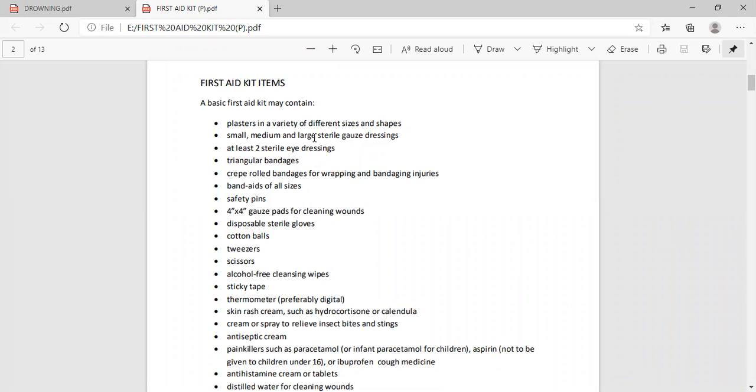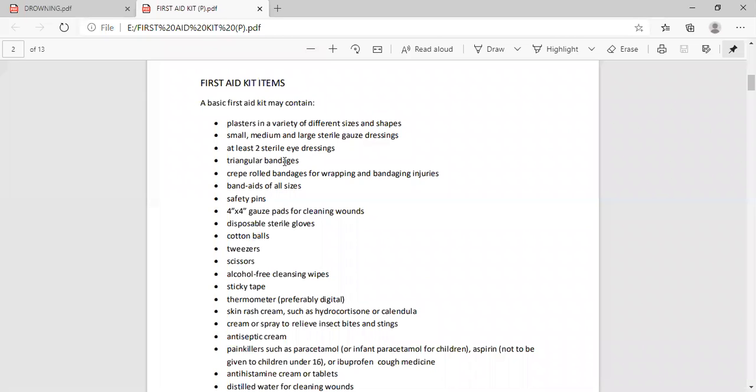Then small, medium, and large sterile gauze dressings. Gauze dressing also, the purpose is the same. It is used for covering and protecting against any kind of minor wounds. Then at least two sterile eye dressings. If there is any injury to the eye, then you will have to provide the casualty with eye dressing so as to promote healing. Without dressings, the wounds won't get healed soon.